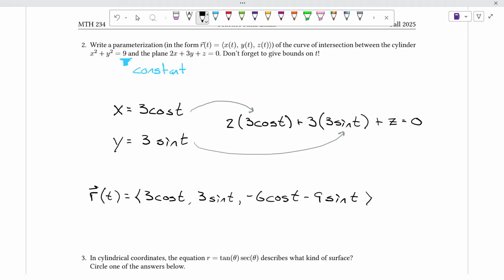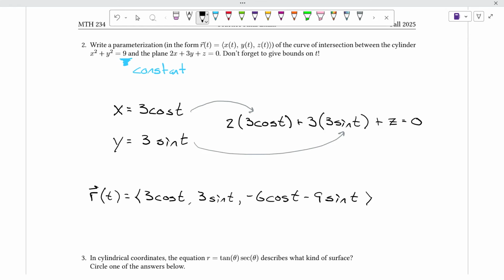Quick note on this problem. If I instead had something like x squared plus y squared equals 9z, instead of just equal to 9, I would probably try a different parameterization. If I've got 9z instead of just 9, usually the sine and cosine doesn't work as well there.